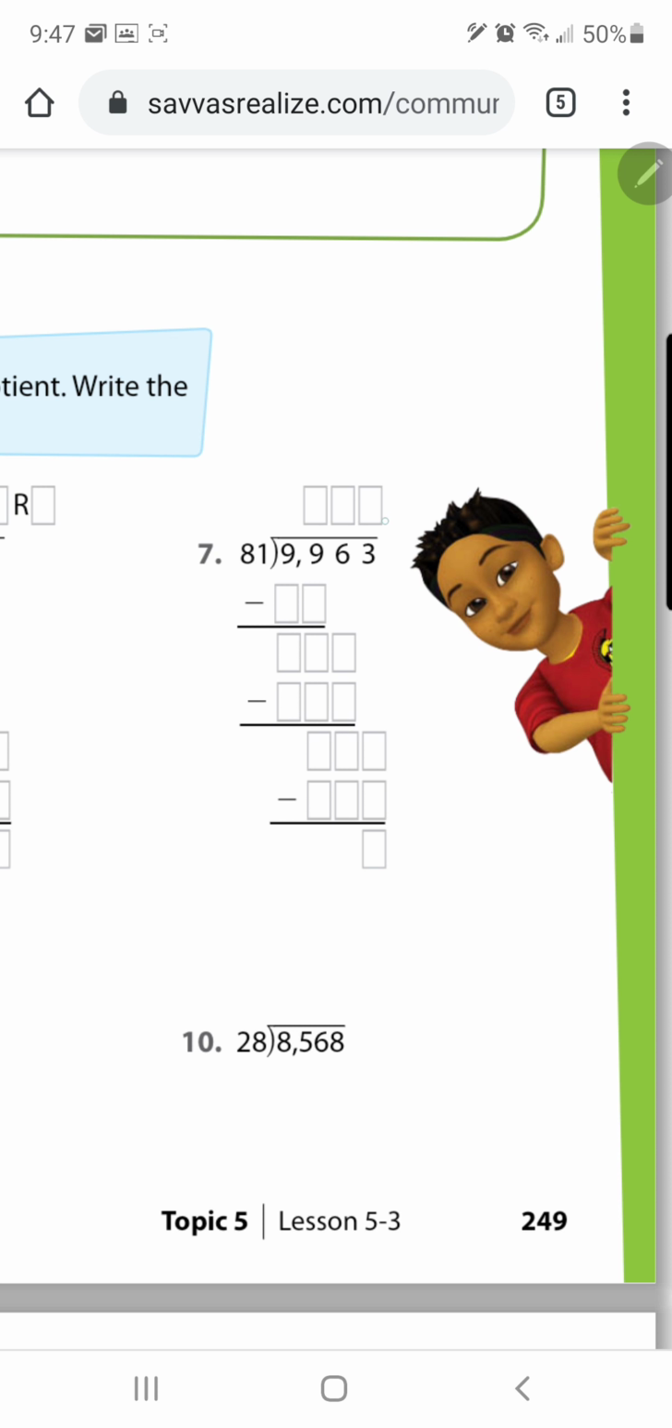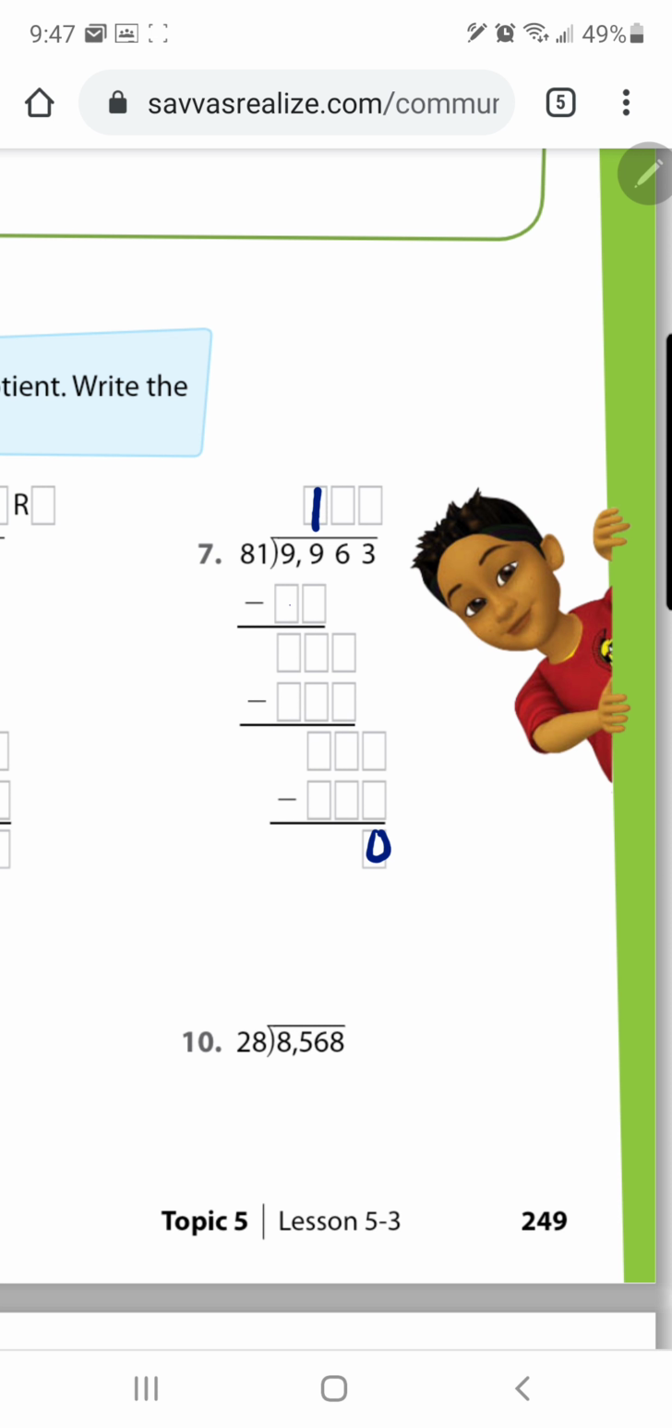So that means that 81 times some number is going to give you an exact multiple with no remainder, right? You're going to end up at the end, I think we can tell, with a 0 down there, okay? No remainder. Okay, so how many groups of 81 can you make with 99?